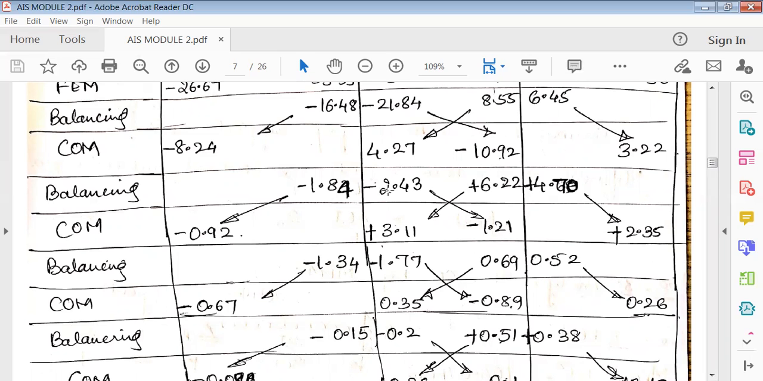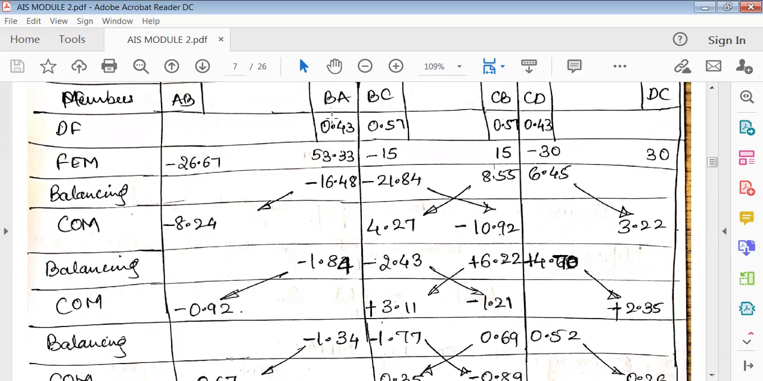So 4.27 into 0.43 is 1.836 actually. So we have taken here 1.84. Try to keep it in two digits after the decimal. So it is minus 1.84. Similarly, 4.27 into 0.57 is 2.43. Write the signs beforehand, otherwise later you tend to forget. So as soon as you find a positive here, change the sign here to minus, minus. Write it and keep it, then deal with the numbers.